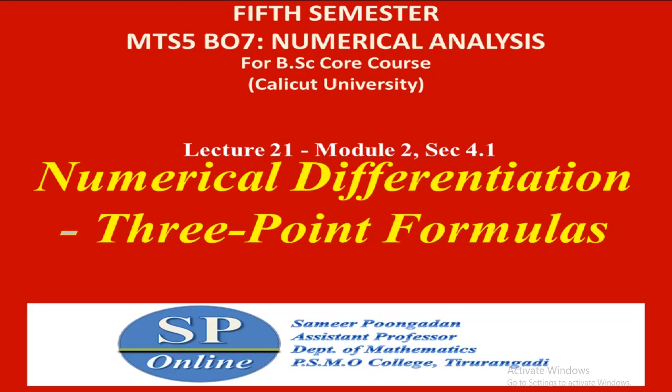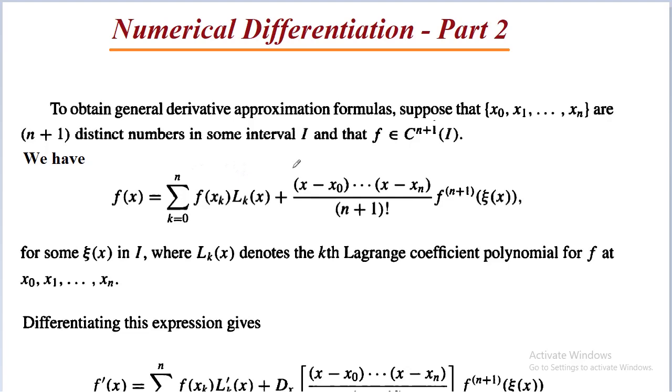Hello everyone, this is the second part of the topic numerical differentiation. In this lecture we will discuss 3-point formulas for approximating the value of the derivative of a function at a point. In the previous lecture we discussed the method of approximation of the derivative f dash of x naught when we are given 2 points x naught and x1.